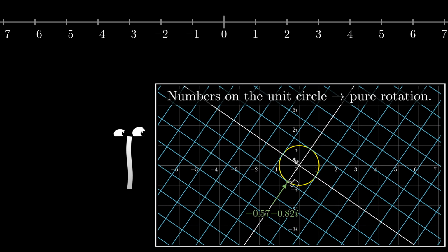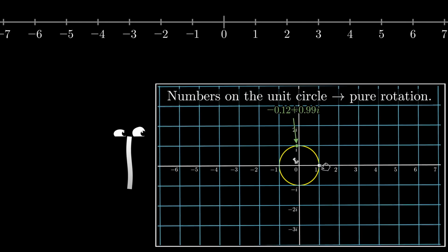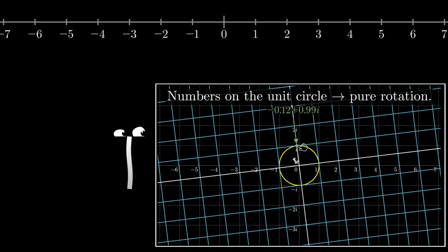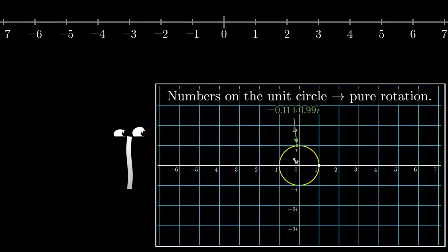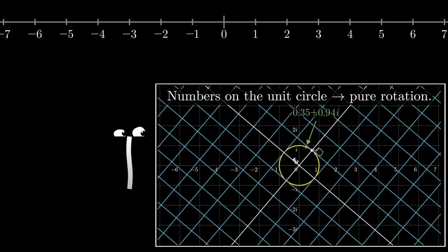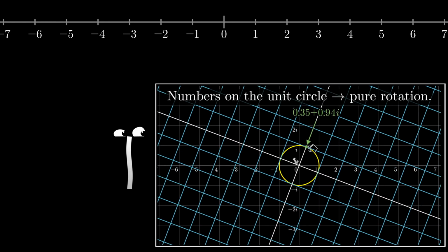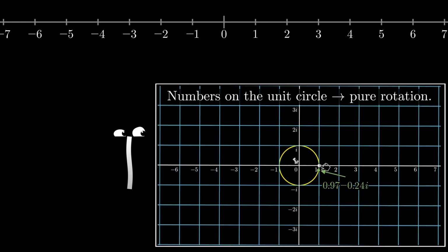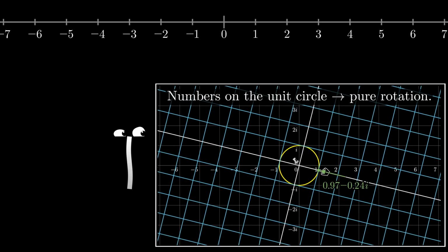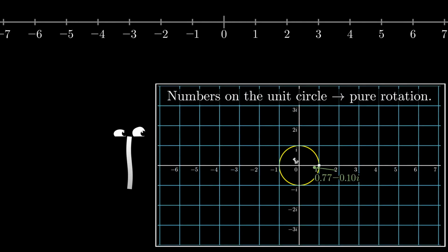Specifically, focus on the unit circle of the complex plane, all the numbers a distance 1 from 0, since multiplication by these numbers corresponds to pure rotation. How would you explain to Linus the look and the feel of multiplying by these numbers? At first, that might seem impossible.